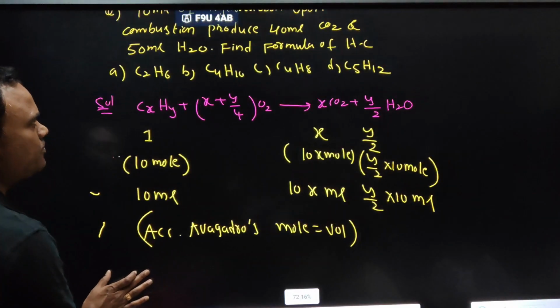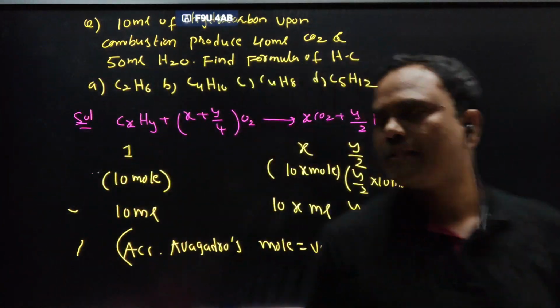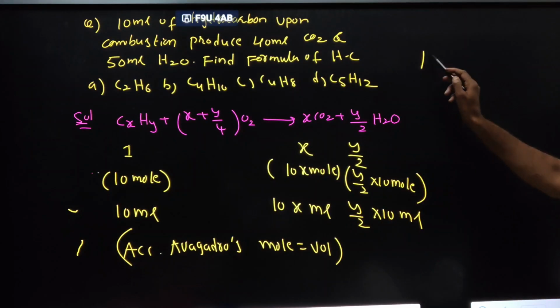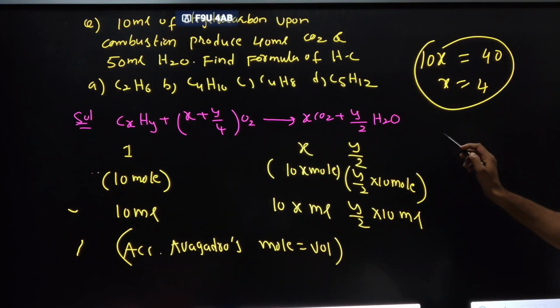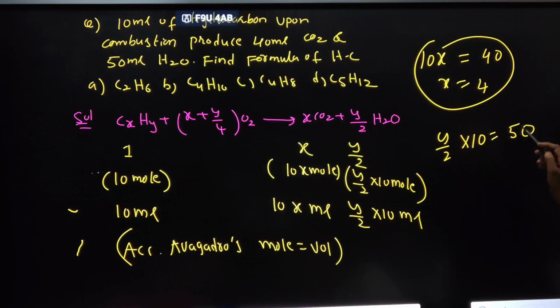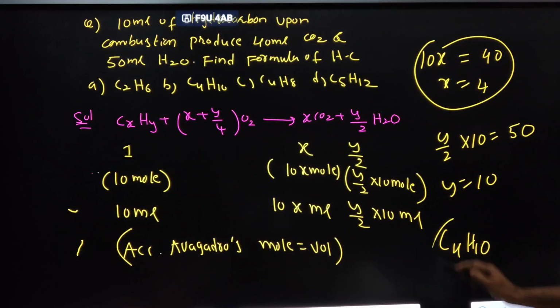Option B, yes. Ten into x is equal to 40. X is equal to 4. Next, y by 2 into 10 is equal to 50. This 0 cancelled. So the general formula is CxHy, so C4H10 is the formula. Important model.